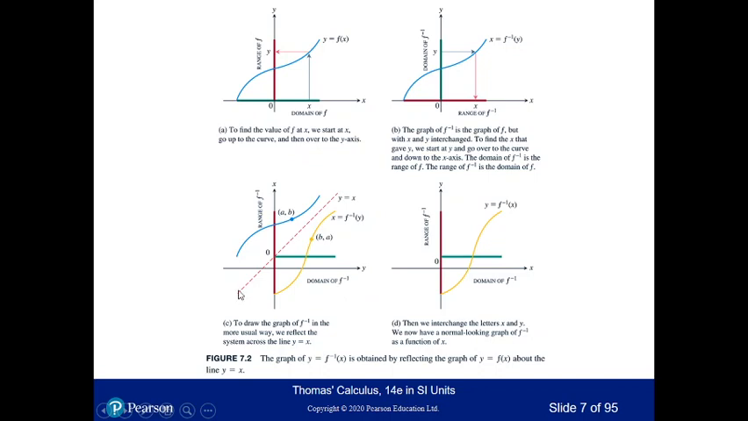The simple way to say it: you're going to draw a y equal to x line here, and you're going to get a mirror image. The mirror image is going to be f inverse. It's the reflection. The range and domain are changing as well. Look, the domain is now this, and the range is up here. Do you see that?